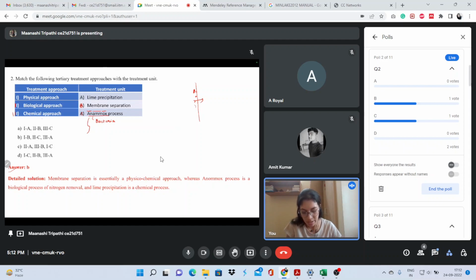And the other is the chemical approach. So we will add lime to precipitate various things. Even for the removal of hardness, we use lime.